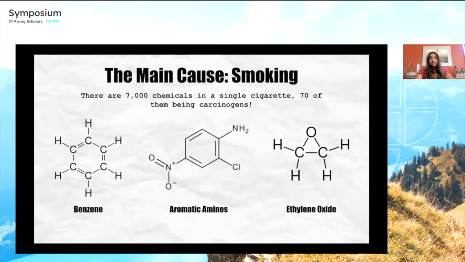The leading cause of lung cancer is smoking. Inside of a single cigarette, there are about 7,000 chemicals, with 70 of them being carcinogens. Carcinogens are cancer-causing agents that can damage the cells and lead to mutations. This is why it is crucial to avoid smoking to eliminate the possibility of developing lung cancer in the future. Some examples of the carcinogens are shown on the slide.